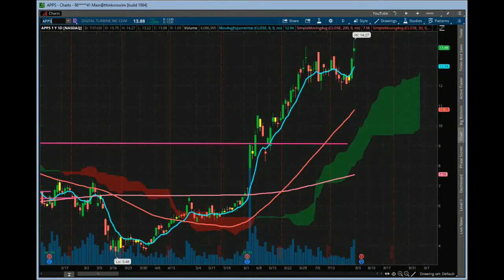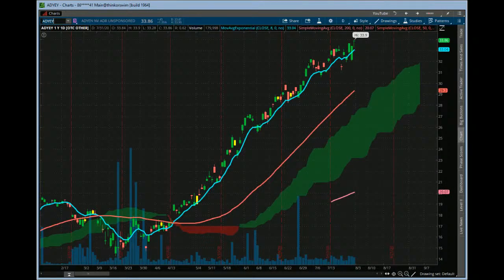Apps with a spinning top right here, so a big upper shadow on that one. We got earnings coming up on this one, so see how that holds right there. Pretty cool name, like Digital Turbine. And then ADY, so interesting ADR on this one right here. Some low volume type stuff, but it is at highs, so that could be interesting too.